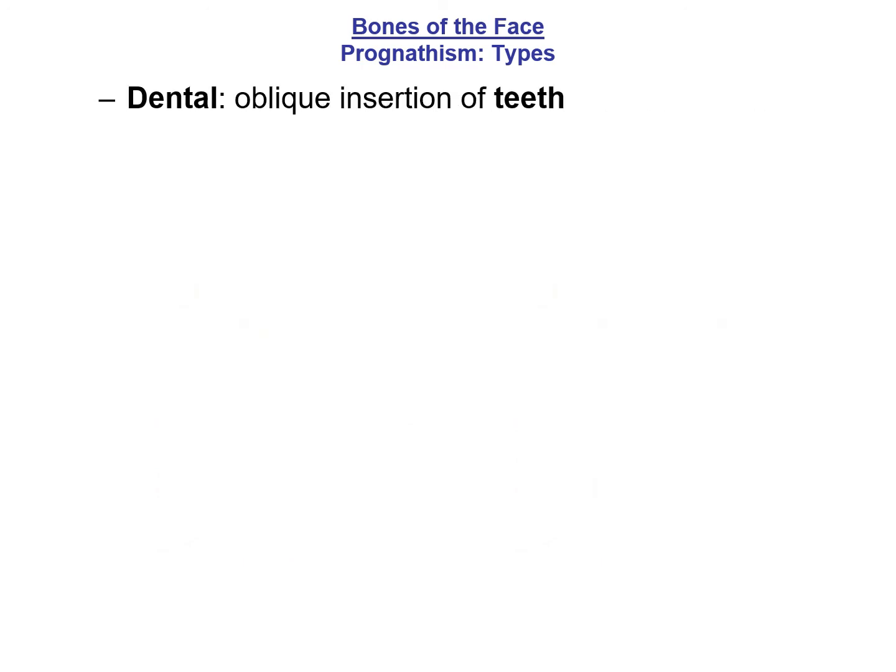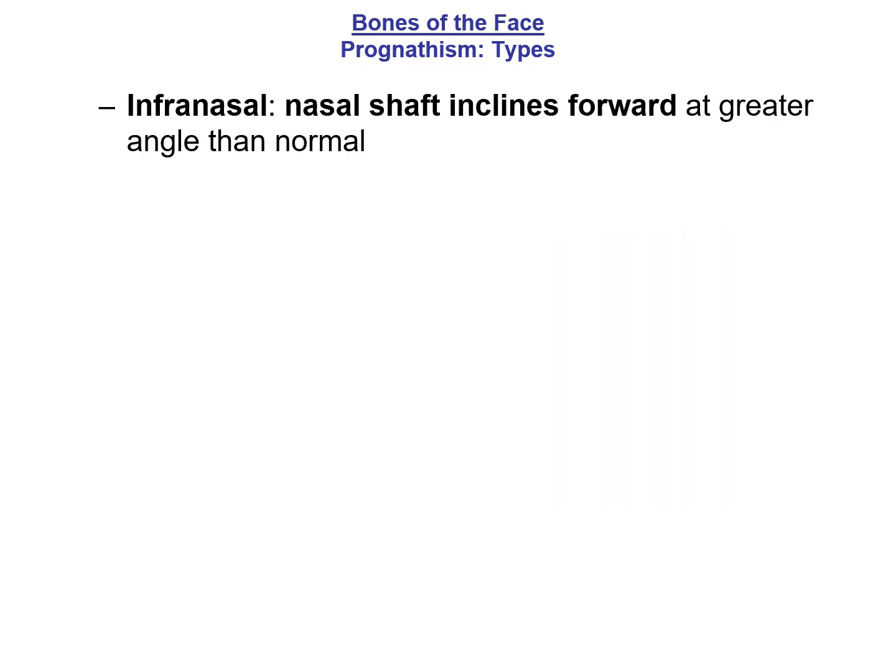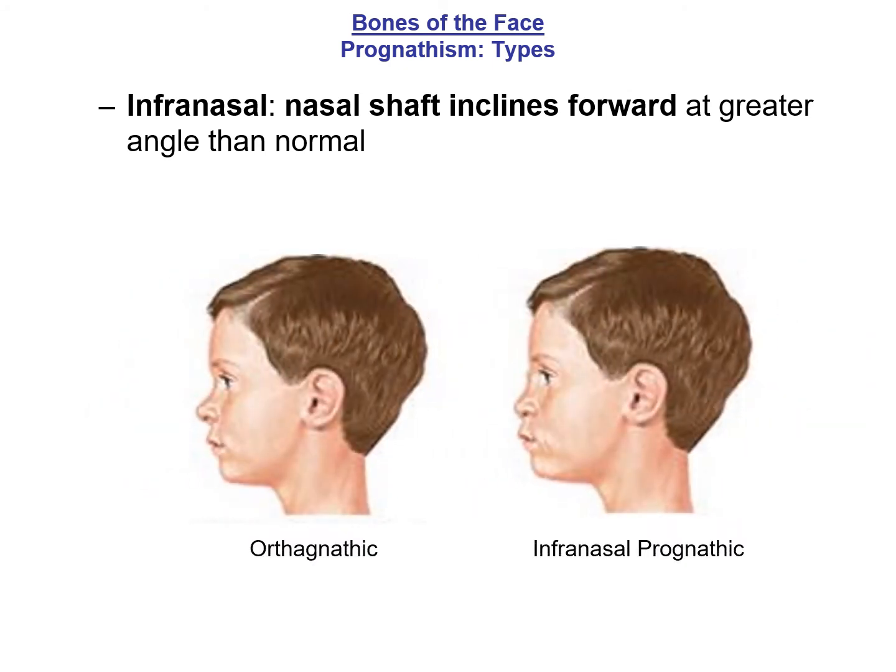You can have dental prognathism, and that has nothing to do with your jaw. It has to do with your teeth. Your teeth are obliquely inserted, meaning they are set at an angle. They're not going straight up and down. And so that will then make your lips stick out. That creates the acute angle in the facial angle of Camper. The last type of prognathism is the infranasal prognathism, and that's when the nasal shaft has a greater angle than normal, inclining forward. And so that kind of pushes your lower jaw out a little bit.